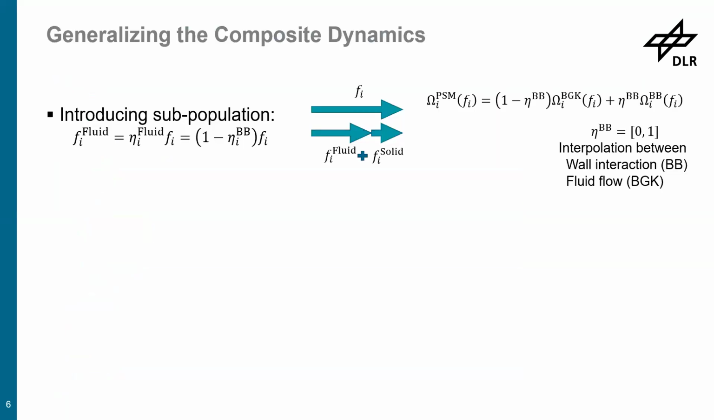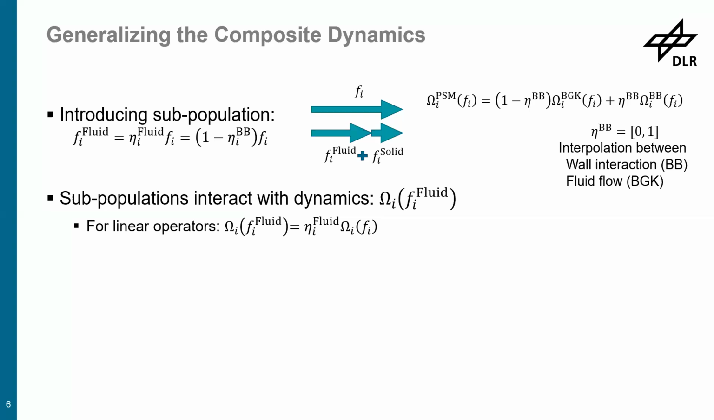And for that, I will introduce a new concept, which is a subpopulation. Effectively, I split the whole distribution into several other small ones. And we have then a fluid population as well as the solid population.